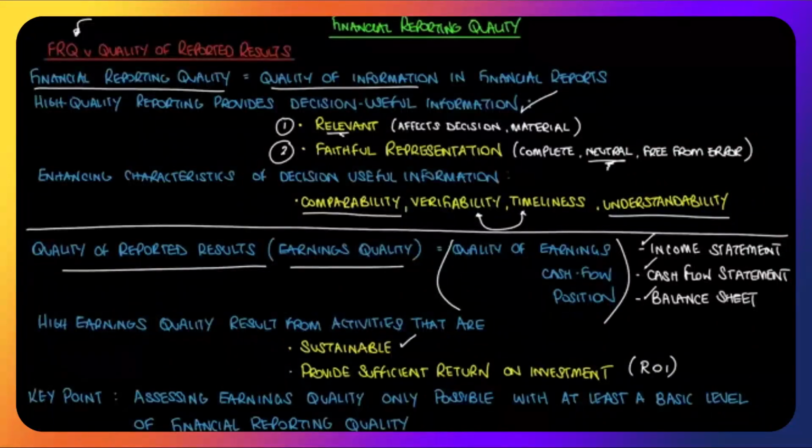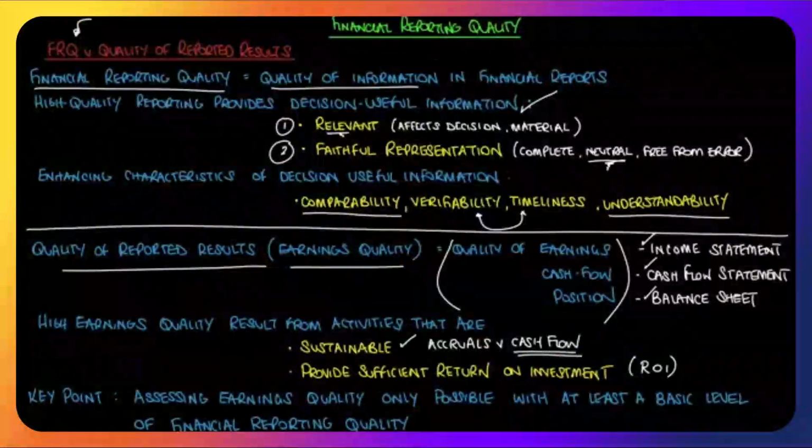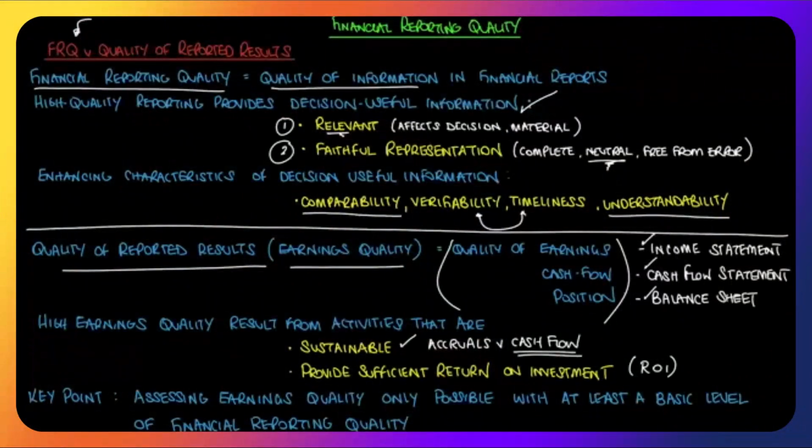Now, a classic ratio or analysis to look at when you're trying to assess sustainability is the degree to which earnings are based on accruals accounting and how much of it turns into good, hard cash. Cash flow earnings are much more sustainable than accruals based. Accruals based tends to revert back to mean a lot quicker. And does it provide a sufficient return on investment?